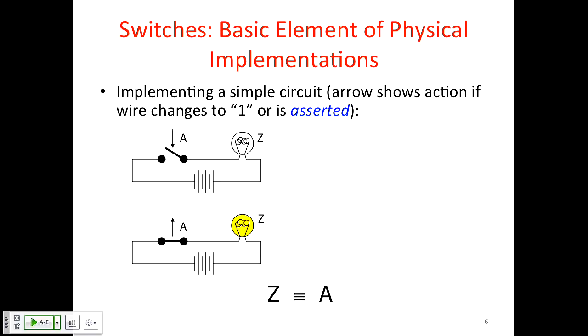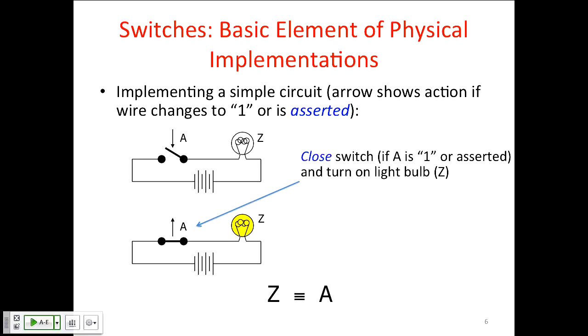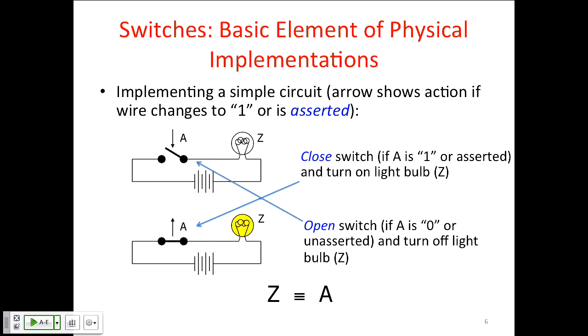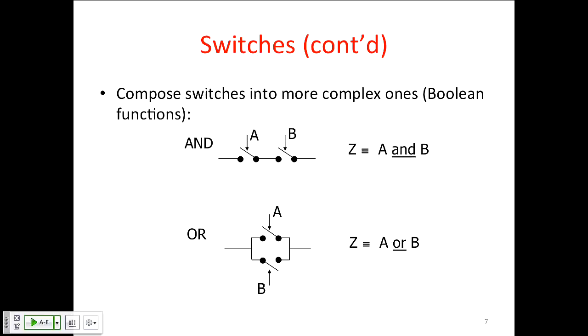So light bulb on, which is Z, equals switch being closed, which we call A, right? If the switch is closed, the light bulb's turned on. Switch is open, light bulb turns off. Pretty simple. I'm sure you've all done this many, many times. But now you can have more complex functions.